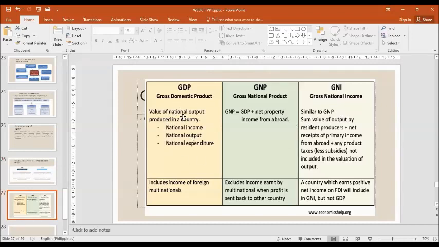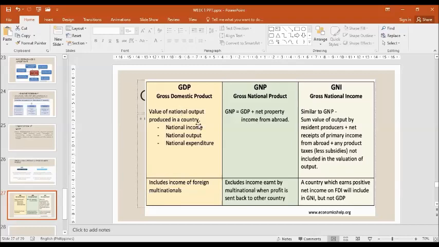Okay. So here we have again the different definitions of GDP, GNP, and the gross national income. The value of national output produced in a country: national income, national output, national expenditure. While the GNP includes the GDP plus the net property income from abroad. I just included the gross national income.